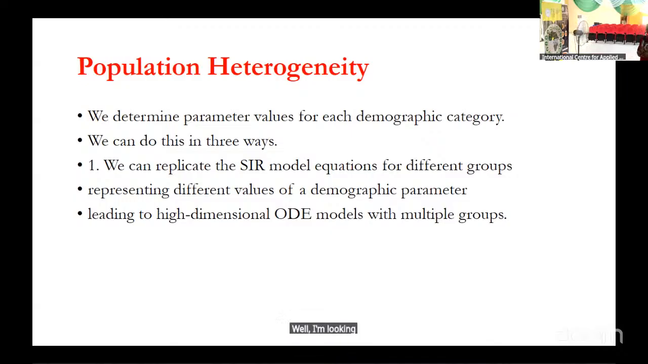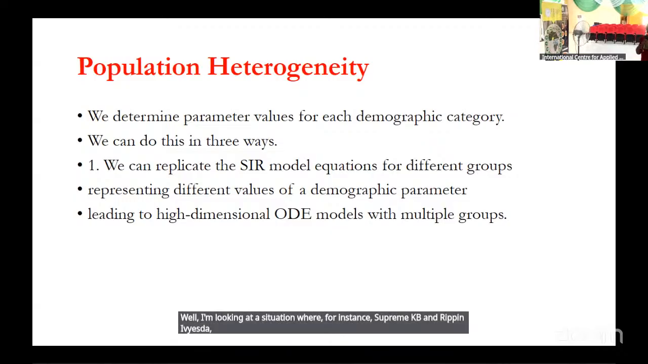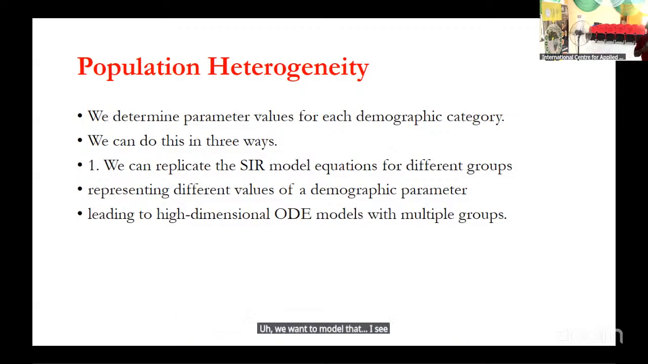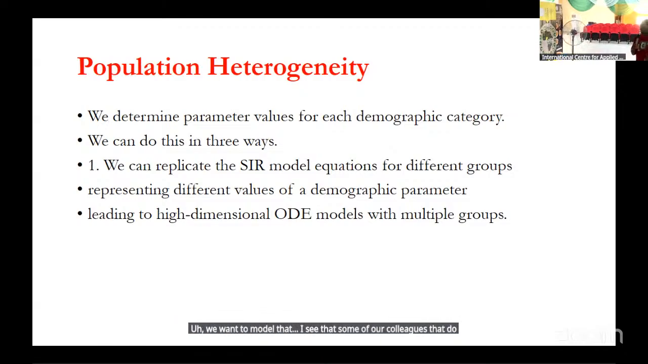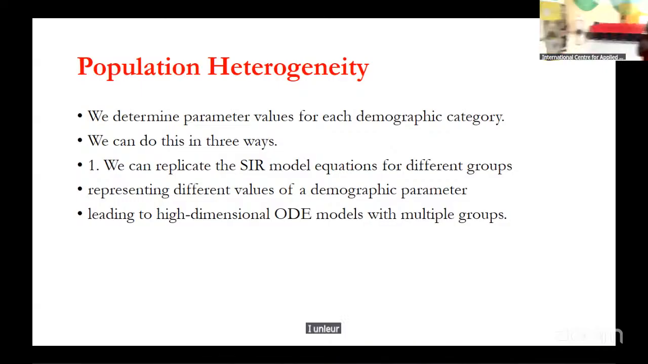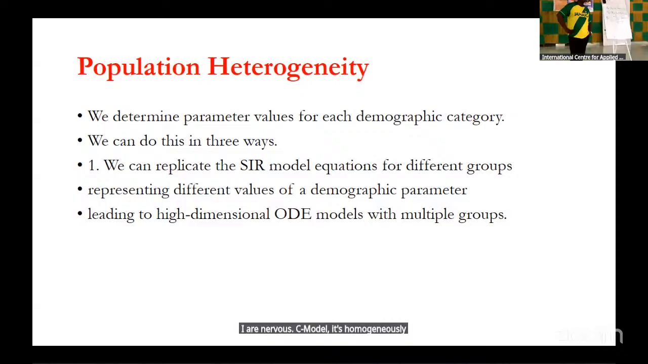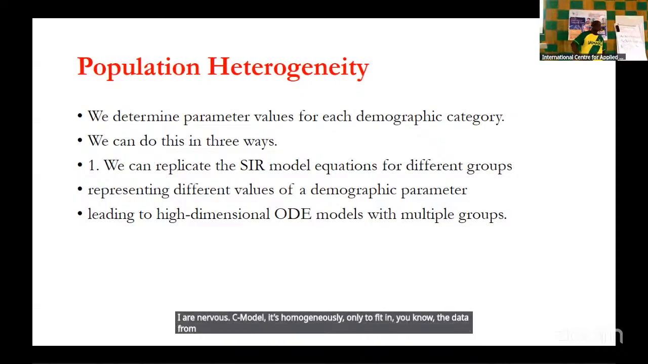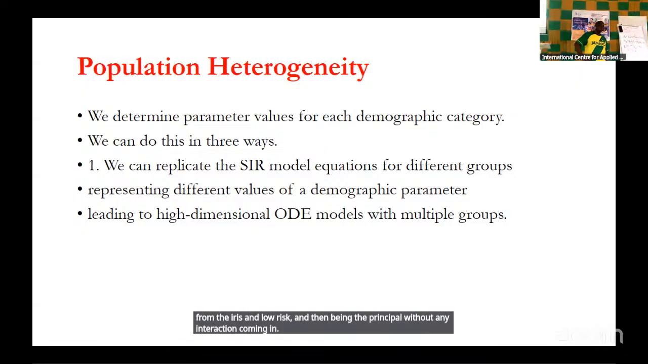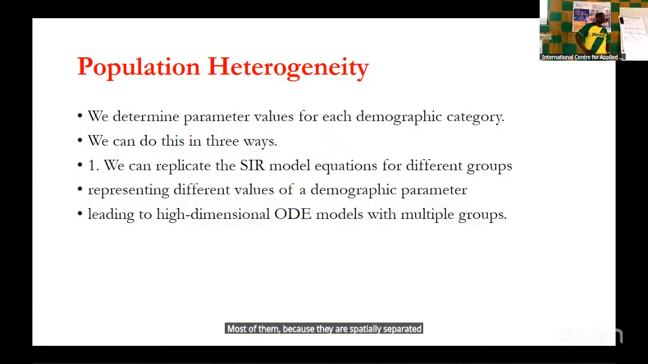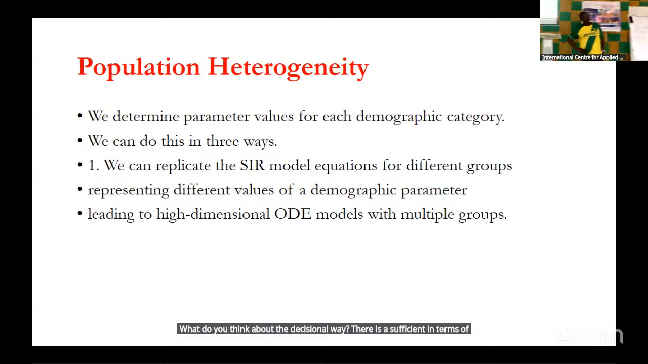I'm looking at the situation where, for instance, people in Kebbi and people in Bayelsa, I want to model that. I see that some of our colleagues who do something on high and low risk still model it homogeneously, only fitting the data from the high risk and low risk and treating them separately, possibly because they are spatially separated. So what do we think when we consider high risk, low risk? What do you think about the situation where there is this separation in terms of the spatial distance?